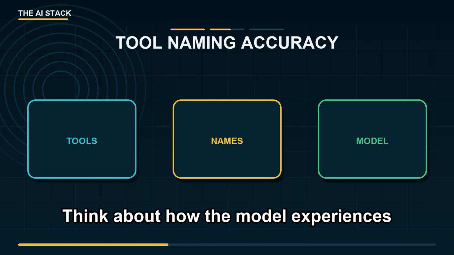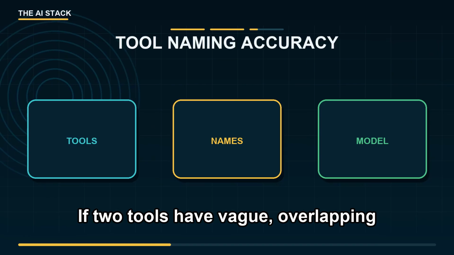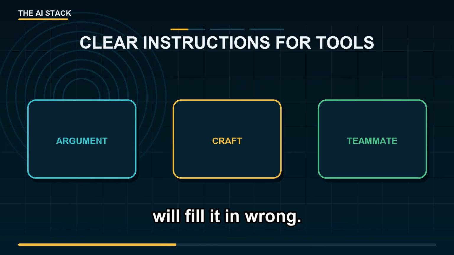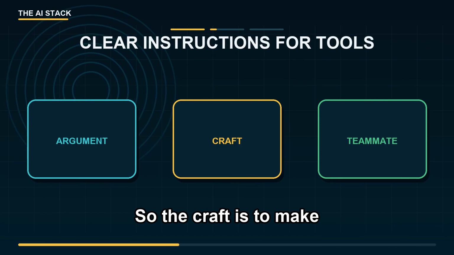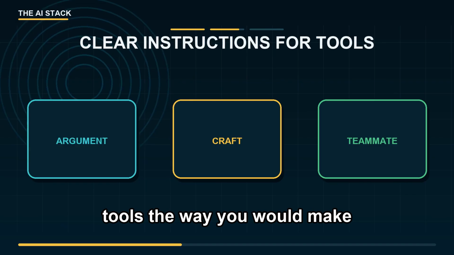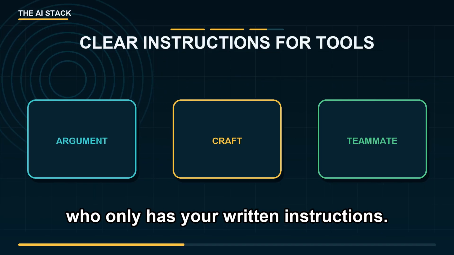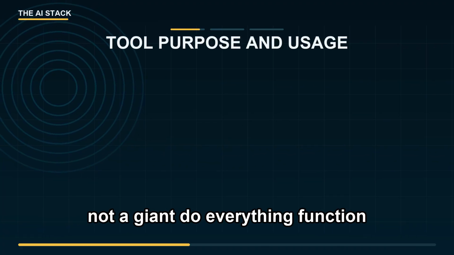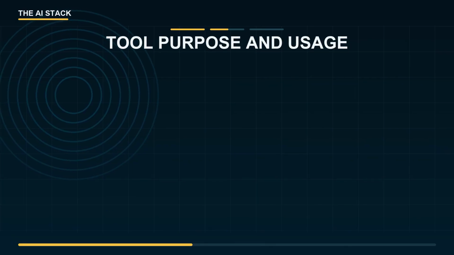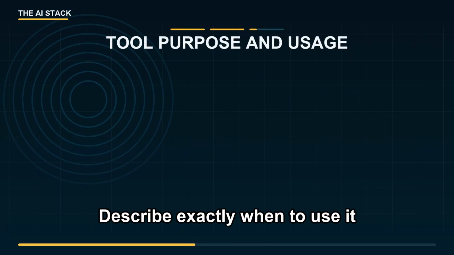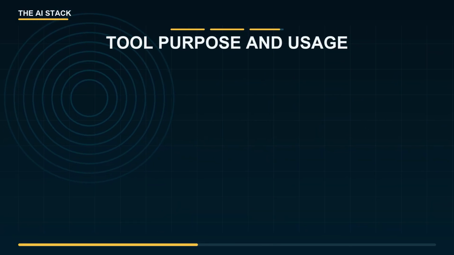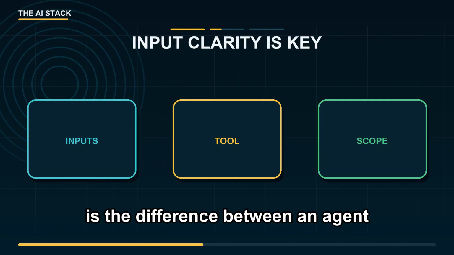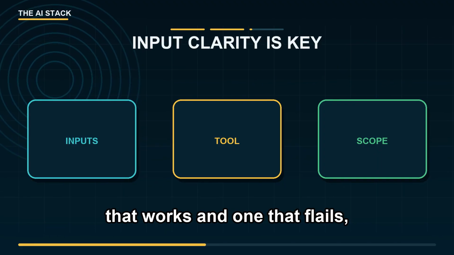Think about how the model experiences it. If two tools have vague overlapping names, the model will pick the wrong one. If an argument is unclear, it will fill it in wrong. So the craft is to make tools the way you would make them for a smart new teammate who only has your written instructions. Give each tool one clear job, not a giant do-everything function with 20 optional settings. Name it for what it does. Describe exactly when to use it and when not to. And make the inputs obvious. A well-described, narrowly scoped tool is the difference between an agent that works and one that flails, no matter how good its reasoning is.